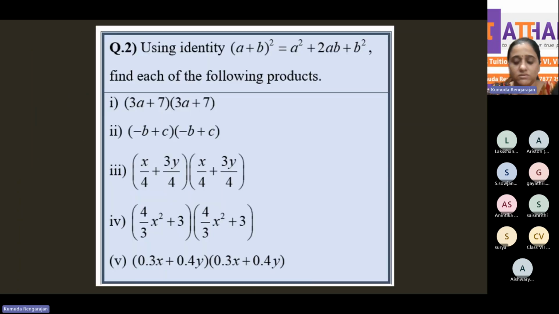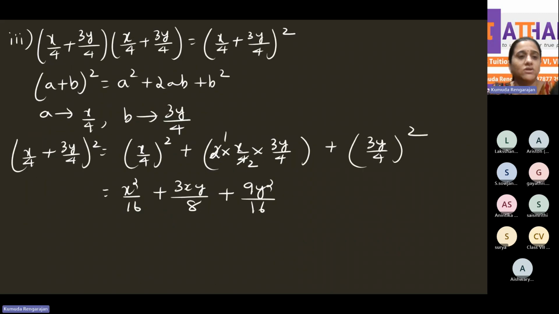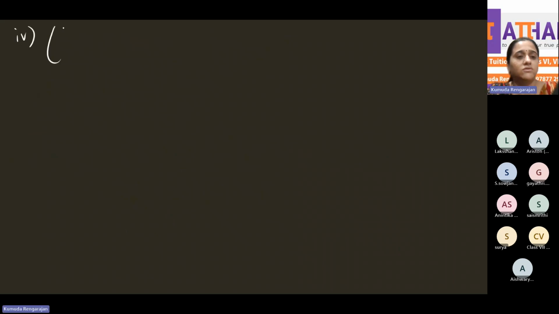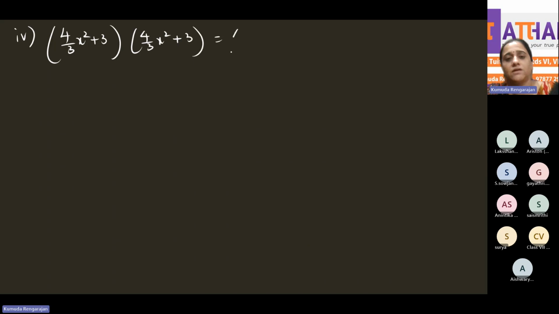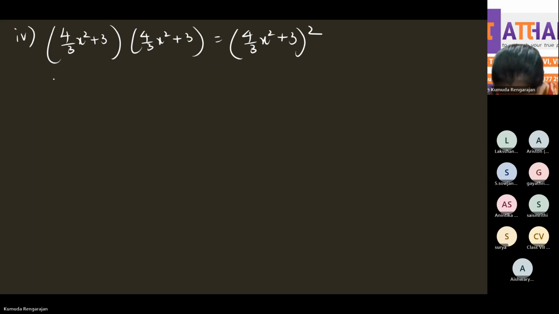So now this is for somebody online. Answer this: 4 by 3 x square plus 3 into 4 by 3 x square plus 3. Yes, Aishwarya. So this is of the form. Are you there, Aishwarya? Can I answer? Yeah. 16 upon 9 x cube plus 9 plus 8x square.